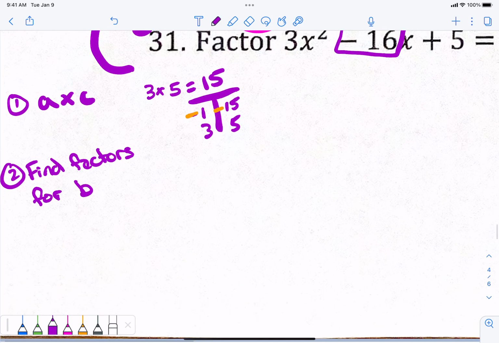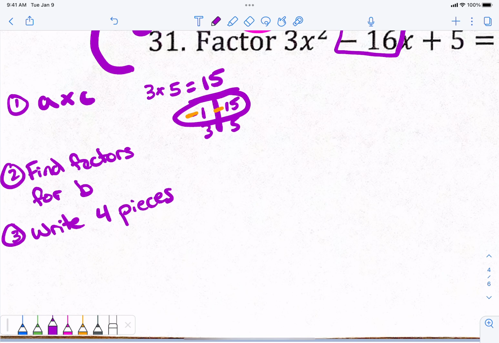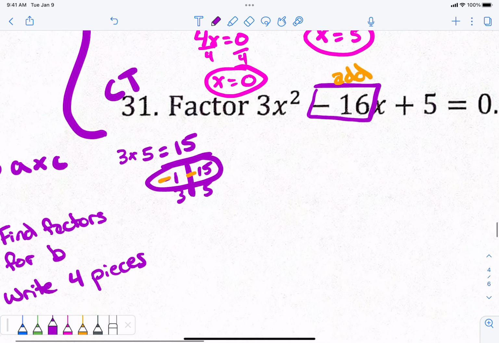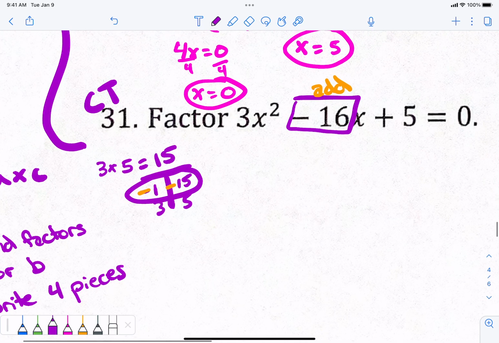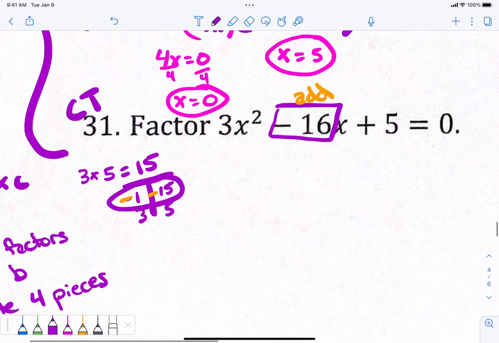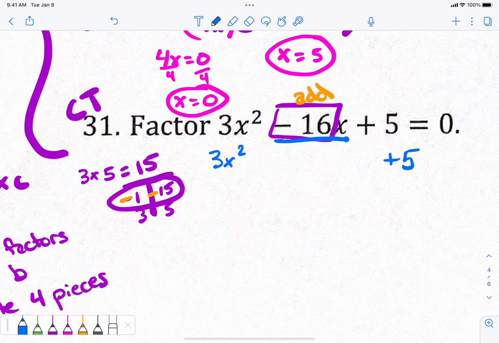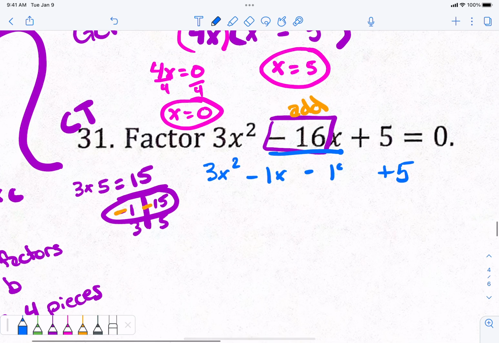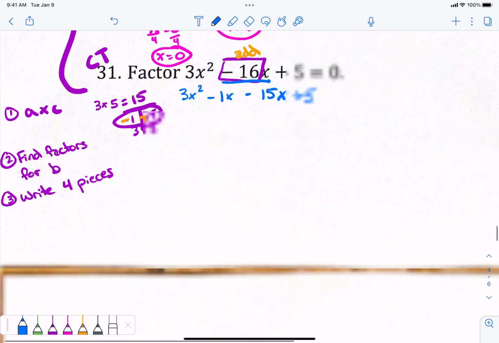Okay, then step number 3. After we find those factors, it's going to be 3x squared. Now, hold on, just a second. We have to write out our 4 pieces first. So 3x squared stays, and plus 5 stays. But this guy breaks down into 2 pieces. So minus 1x and minus 15x. Not parentheses yet. Not until you group. So you have to write out your 4 pieces and then you group.